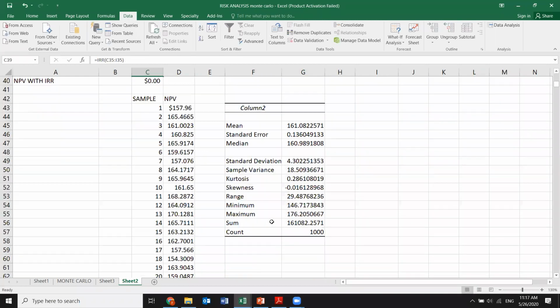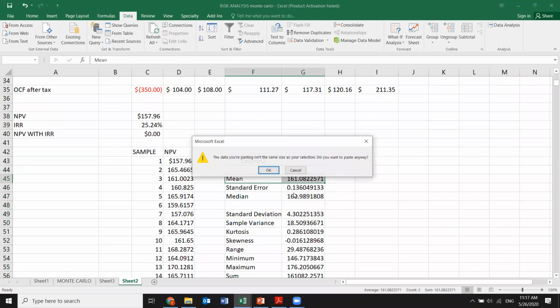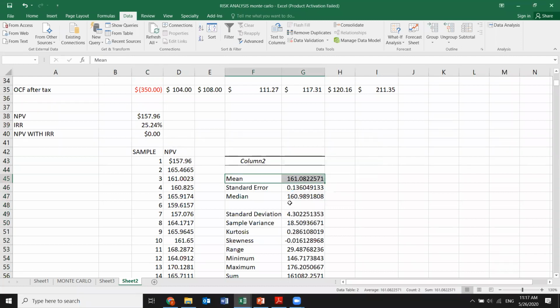Now, first of all, let us start with the mean. This is what we're going to interpret. This is exactly what we needed. It's just the average. This is an important thing for us, and the interpretation will be in the following way. We would like to compare with the average of 1,000 different NPVs. So on average, it is $161. The NPV is positive in here.